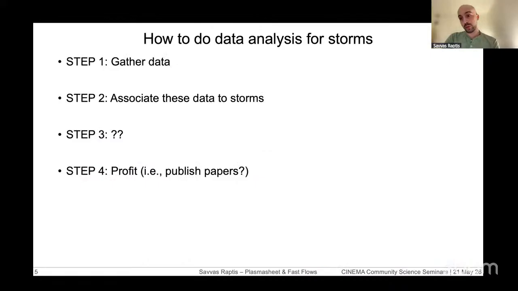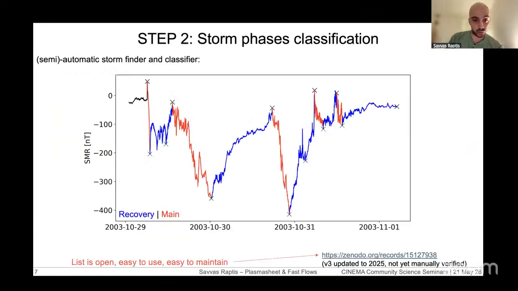So with those two things in mind, how do we do any analysis of storm time when it comes to the magnetotail? I'll skip the first step because it's by far the most boring one, and I will go directly to the second, which is how to associate those data with different storms and different phases of those storms.